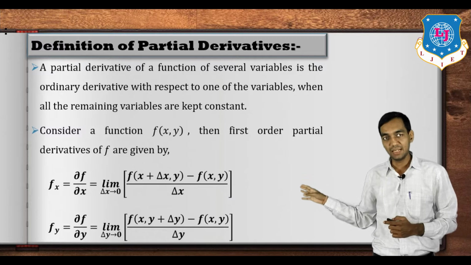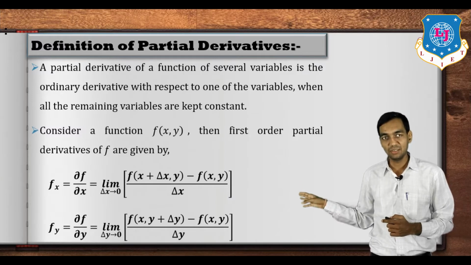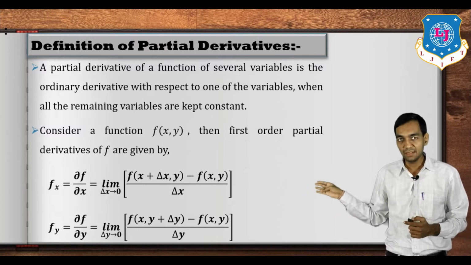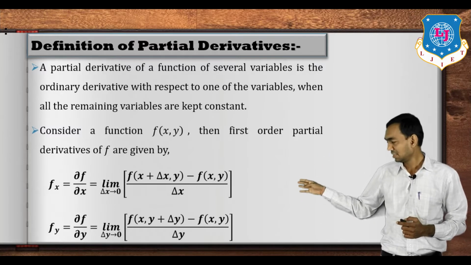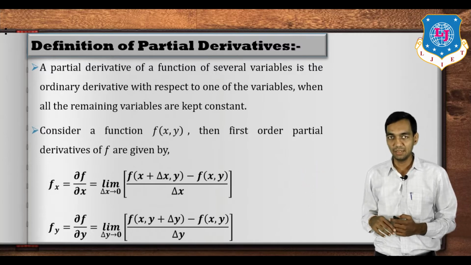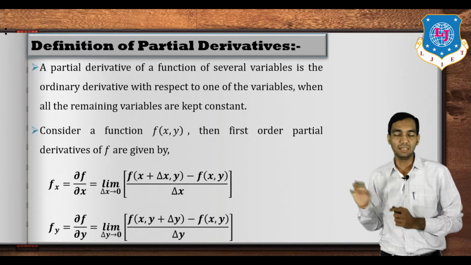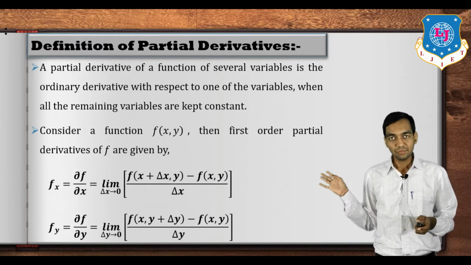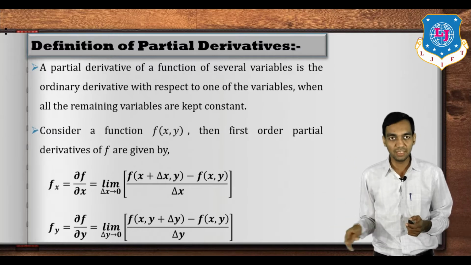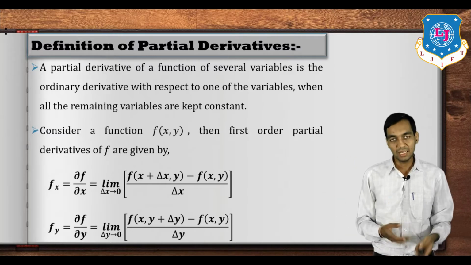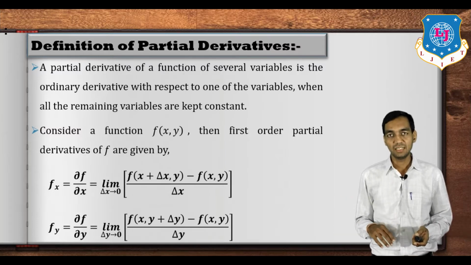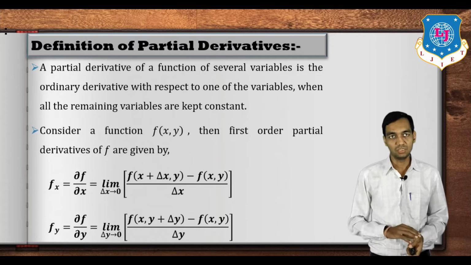In the same manner, if you are writing fy, then it is a partial derivative with respect to y, also denoted by del f by del y, and the definition is the limit as delta y tends to 0 of f of x comma y plus delta y minus f of x y, divided by delta y. In the same manner you can write it for three variables x, y, z or any number of variables. Whenever you are using this definition, the others are treated as constants.